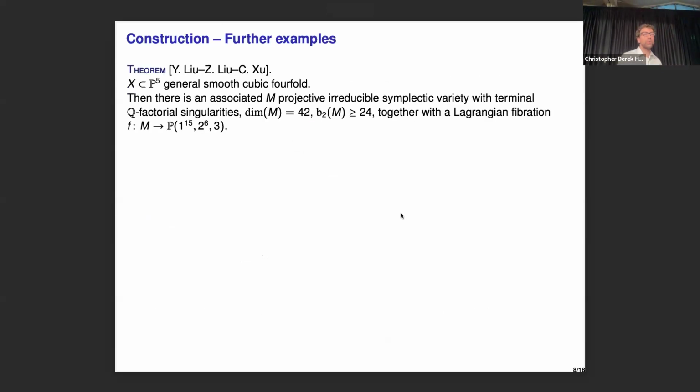Good. So let's do two more examples. The first one was this recent paper by the same author as before, so LLX, Yuchen, Ziyu, and Chen Yang, that says the following. So this is a generalization of the LSV examples. So I'll give you the construction, but it's the same idea.